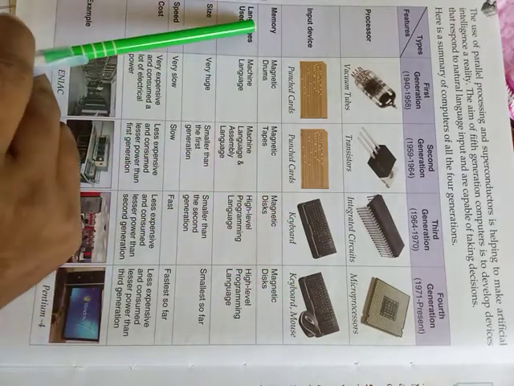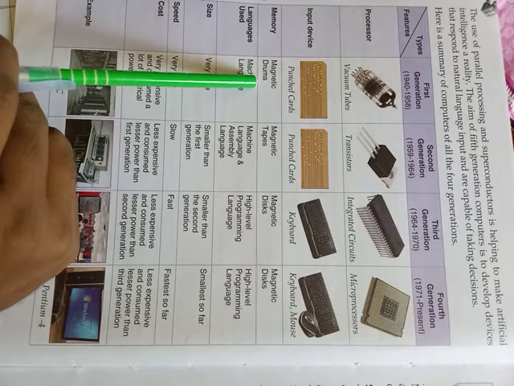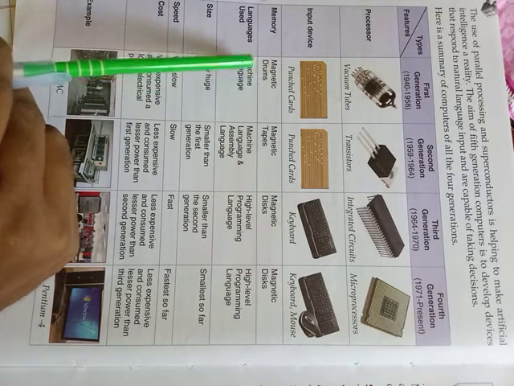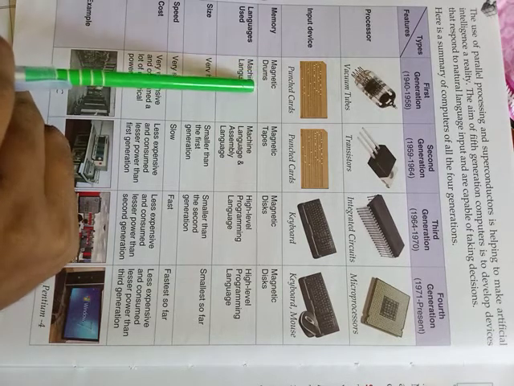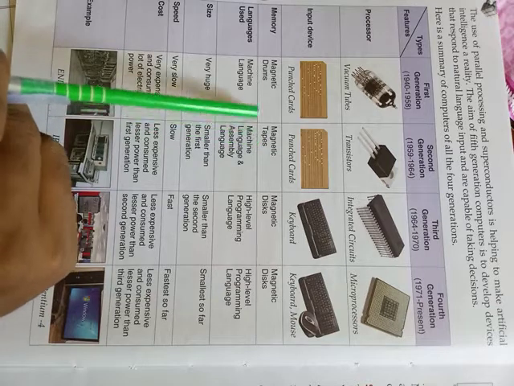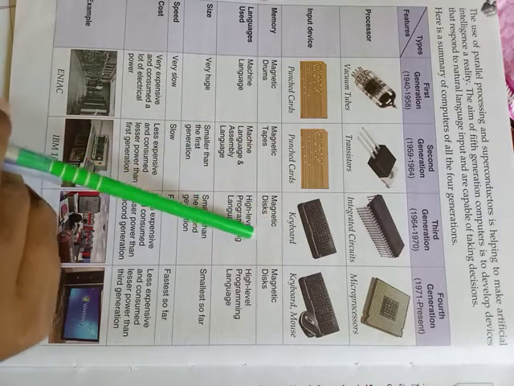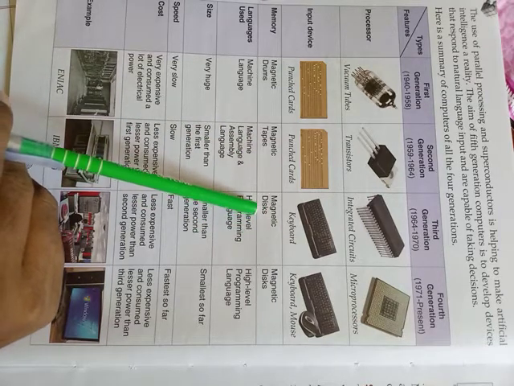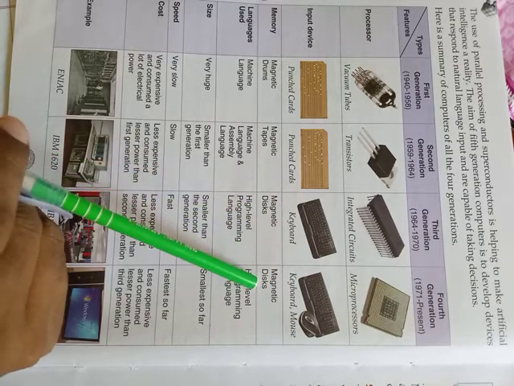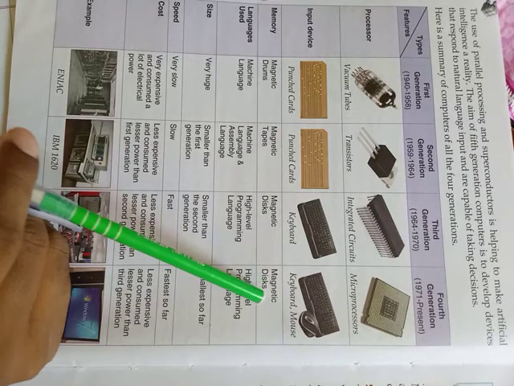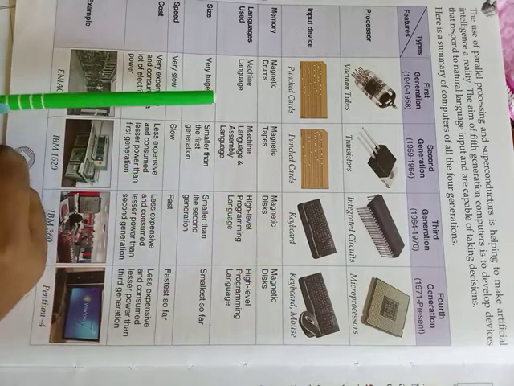Now let us see memory. In first generation computers, the memory is magnetic drums. In second generation computers, the memory is magnetic tapes. In third generation computers, the memory is magnetic disk. In fourth generation computers, the memory is also magnetic disk. Third and fourth are the same.